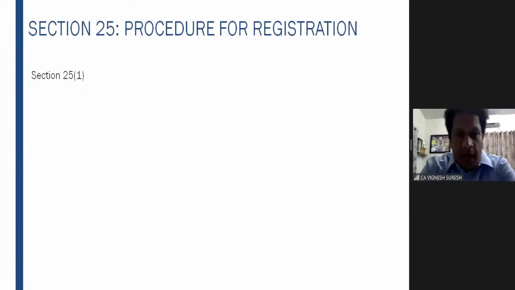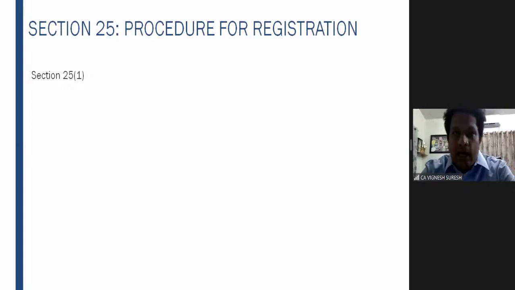Welcome to the second session on the indirect tax laws. As you all must have attended the previous session, we discussed the concept of registration, why registration is important in GST. We discussed the provisions of section 22, 23 and 24 of the CGST Act 2017. We discussed the concept of aggregate turnover in detail.